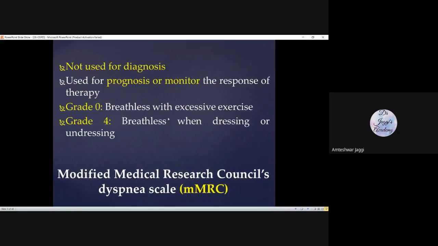I have it given in the notes. Okay, so he has to stop. He has to walk slowly. So depending upon those grades. So those grades are given actually. MMRC.